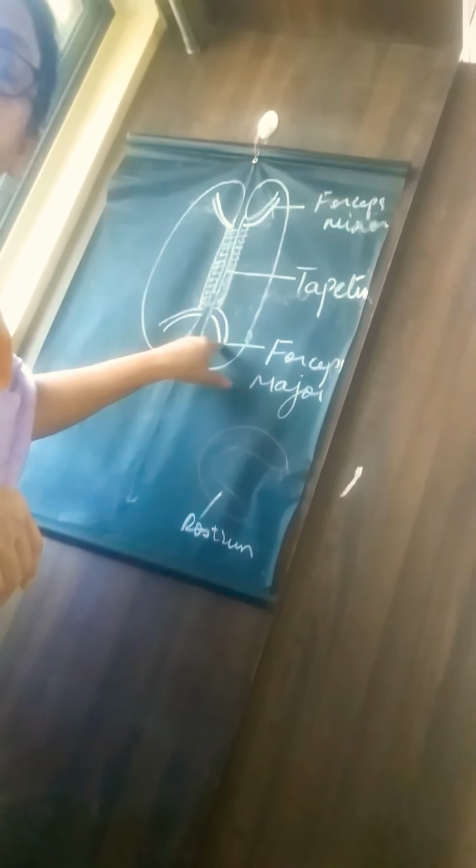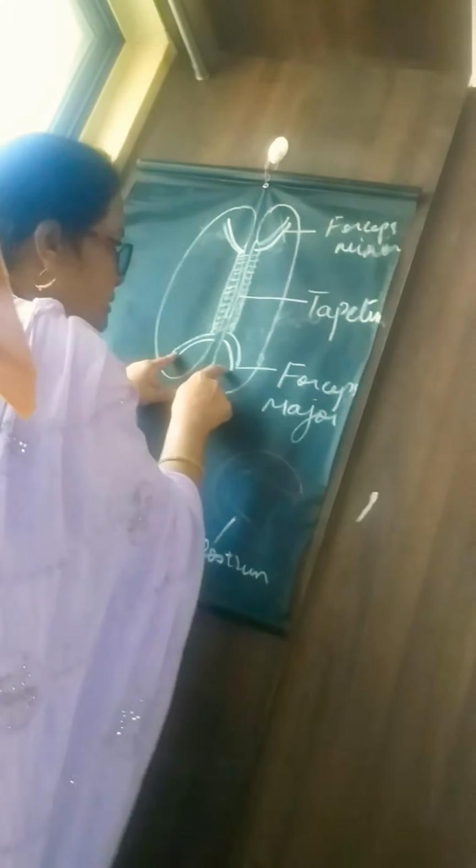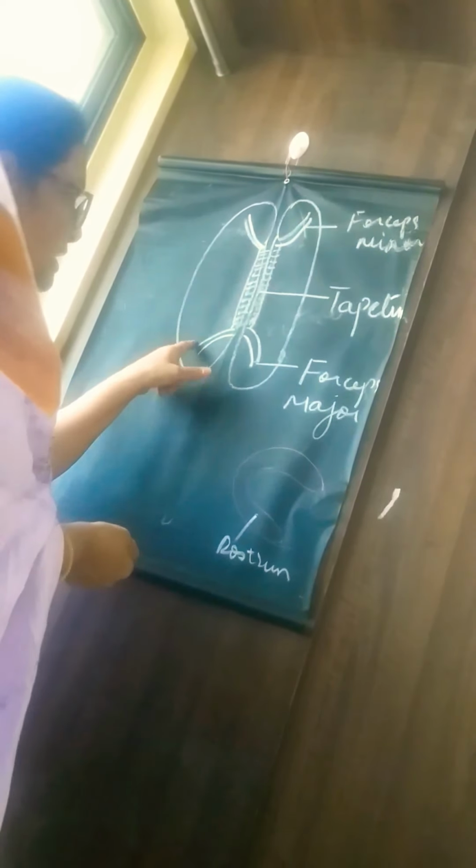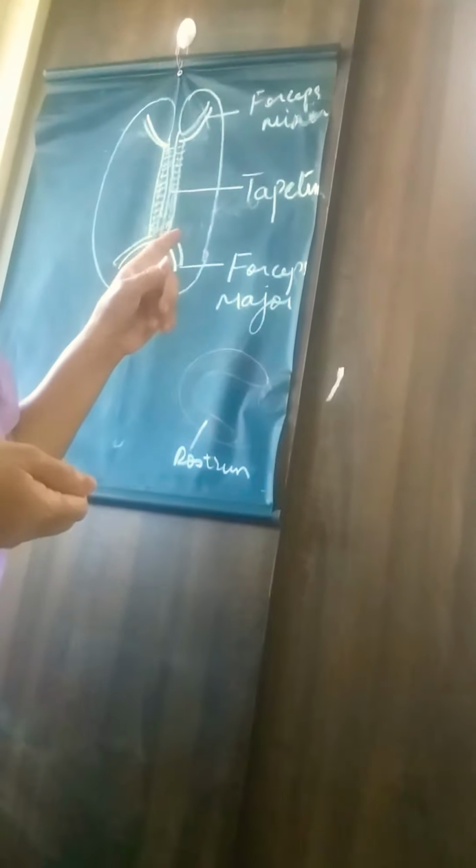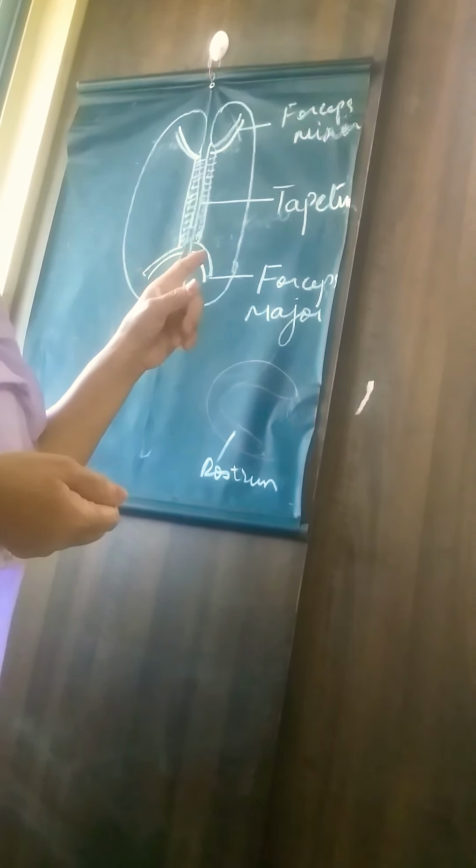The forceps major connects the two occipital lobes. And the tapetum connects the trunk and the inferior horn, the posterior horn, and the lateral ventricle. The fibers from the trunk and the splenium form the roof of the lateral ventricle and the lateral wall of the posterior and inferior horn of the lateral ventricle.